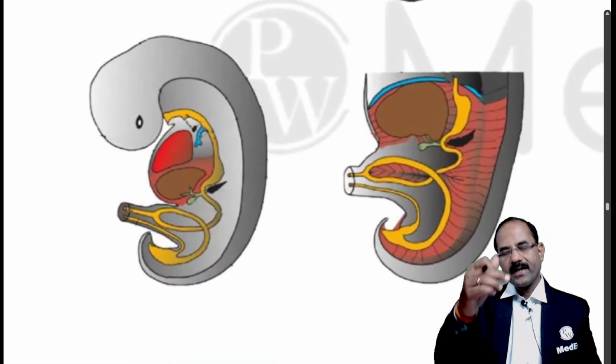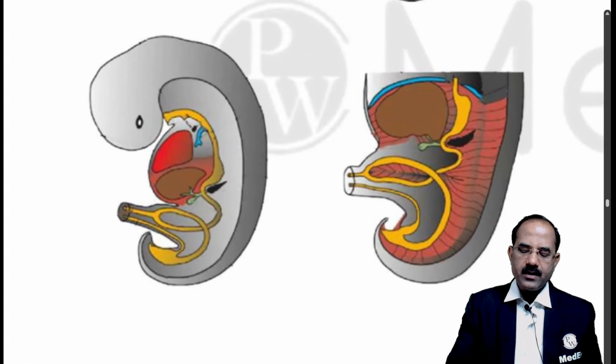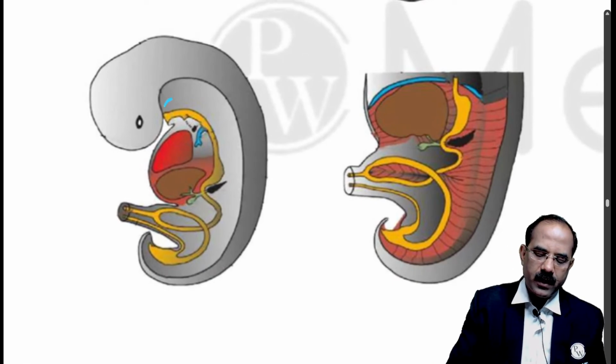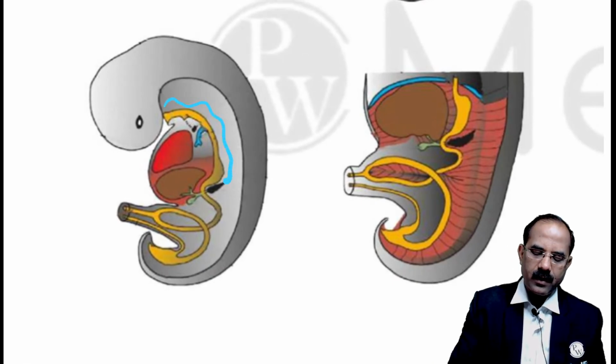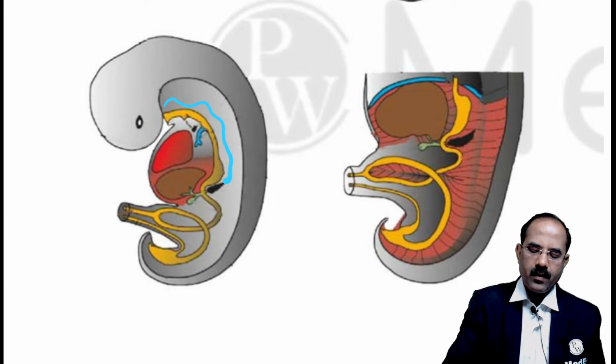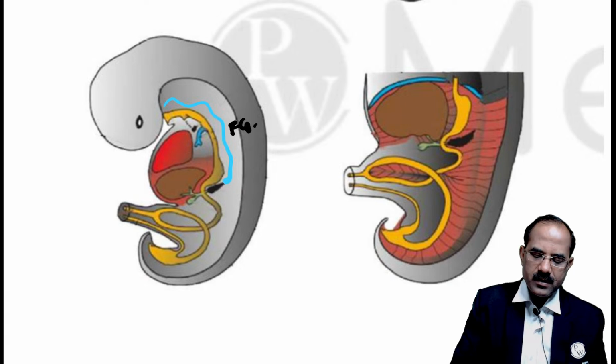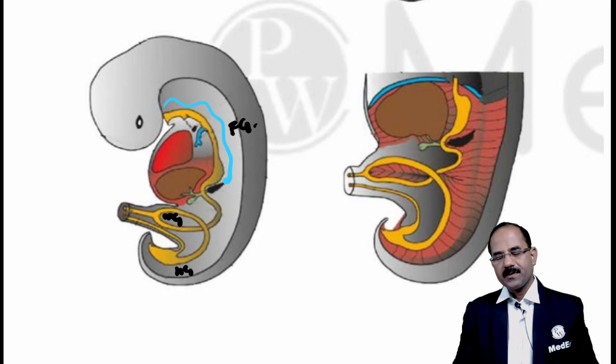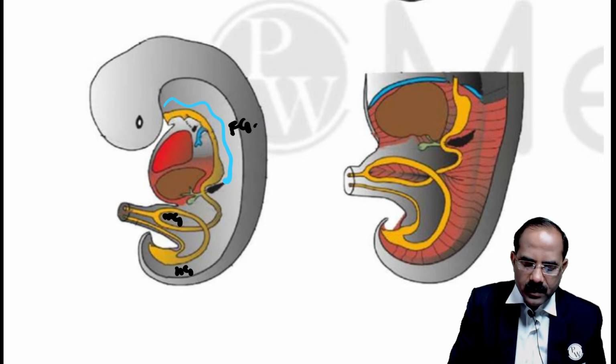Okay, look at this slide. Now tell me, what is this much part? What is this, from here to here? That's the foregut, right? What is this part? Foregut. What is this part? This is the midgut. Midgut. And what is this? Hindgut. That's the hindgut.